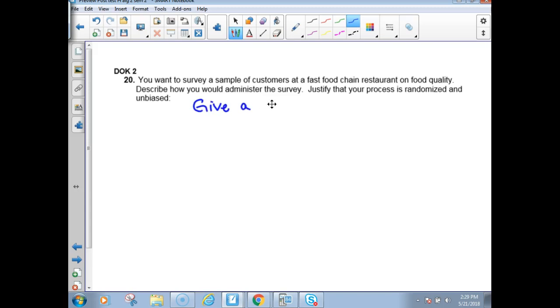Okay, give a survey to everybody once, or maybe give a survey to every third person that walks in the door or that leaves. You might want to know if they ate, so it might be good to get them when they're coming out, not when they're going in. If it's their first time, third person coming out. It has to be some kind of random selection.